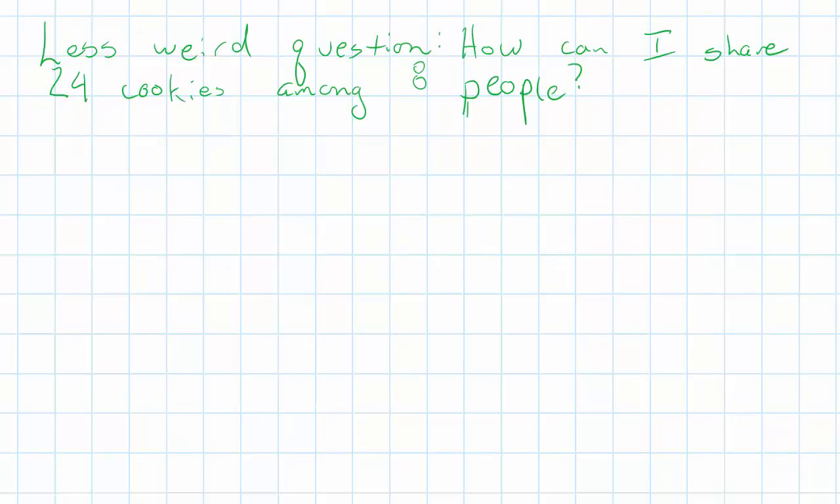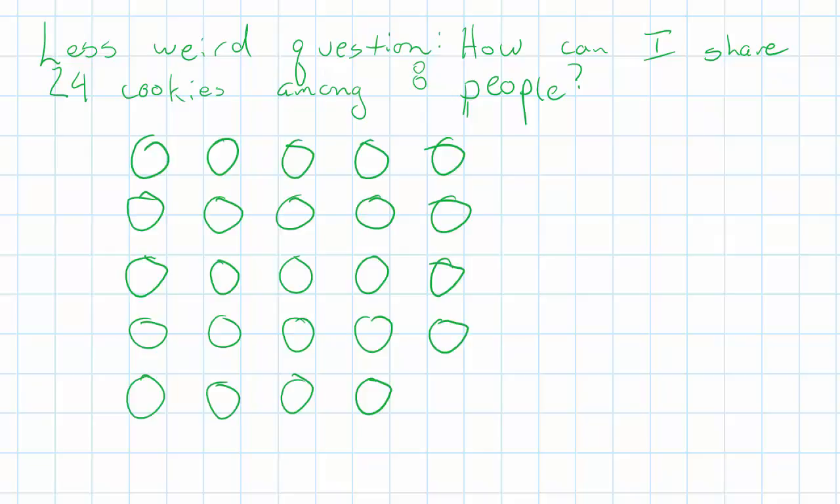So here's a less weird question. How can I share 24 cookies among 8 people? Right, so I've got 24 cookies. There they are, and I want to share them among 8 people. Right, how might I do it? Well, I might give 1 to each person, right? And then once everybody has 1, I'll give everyone another 1. And then I'll give everyone a third one. Okay.